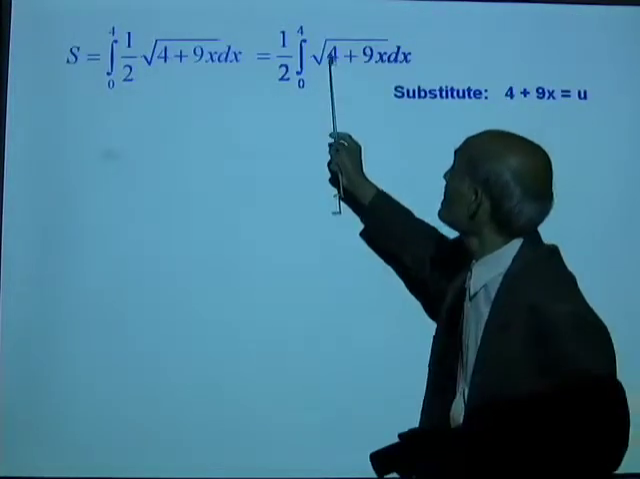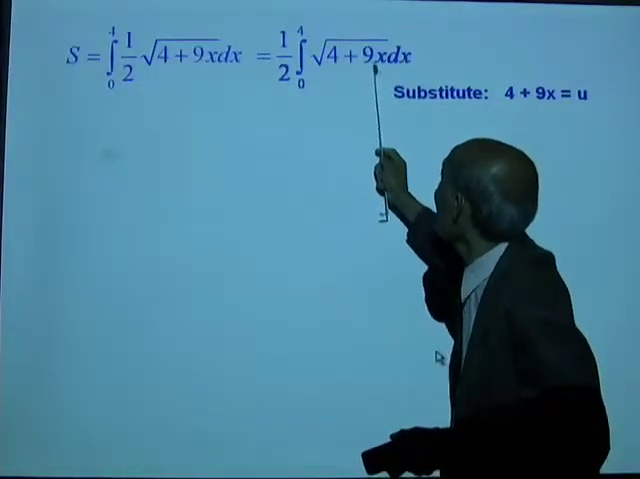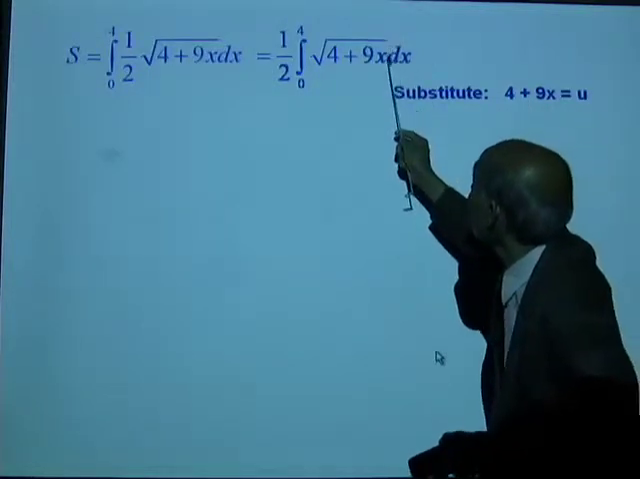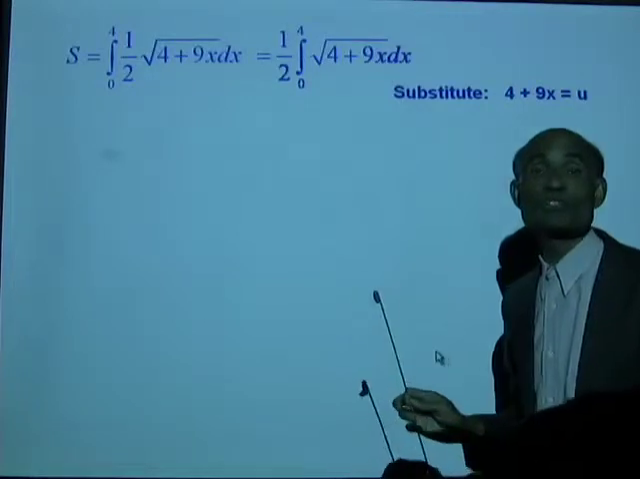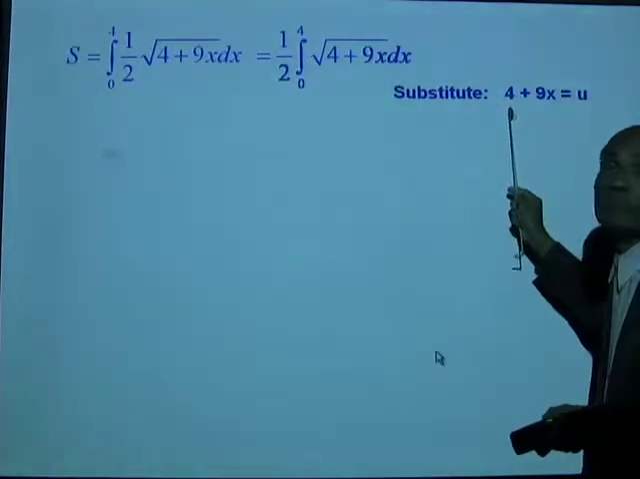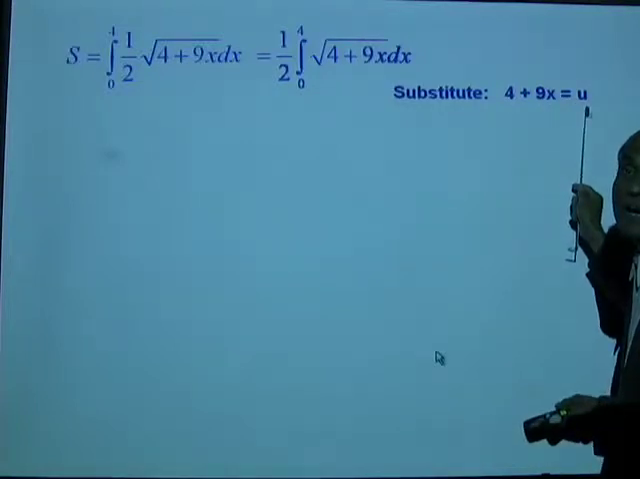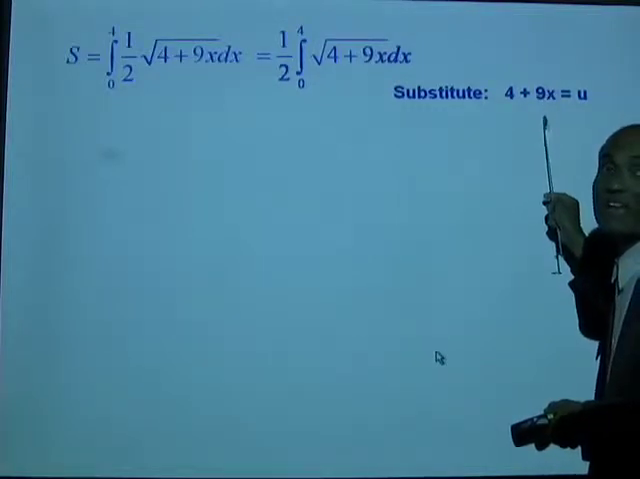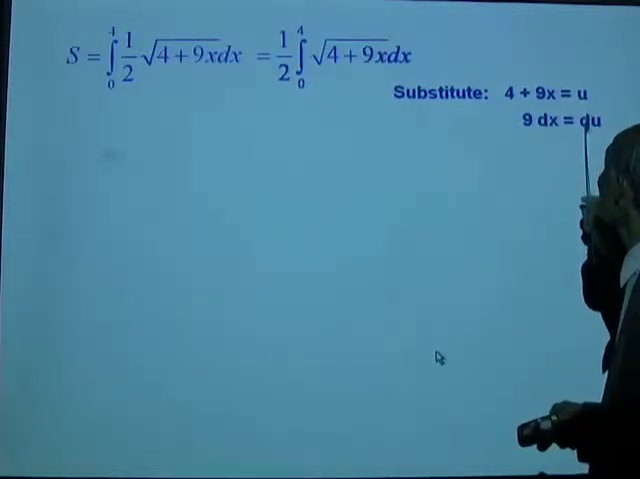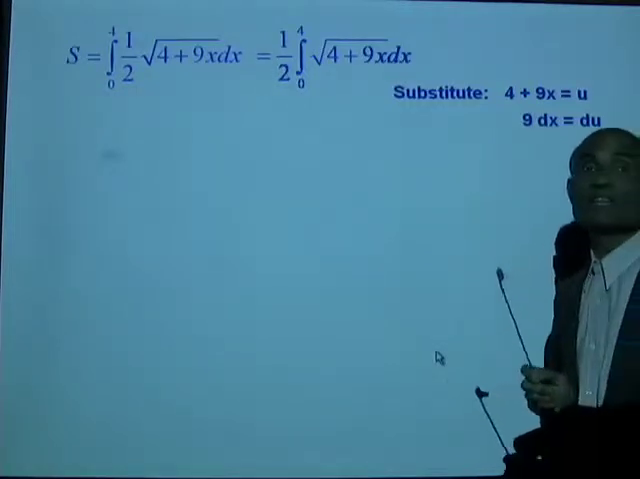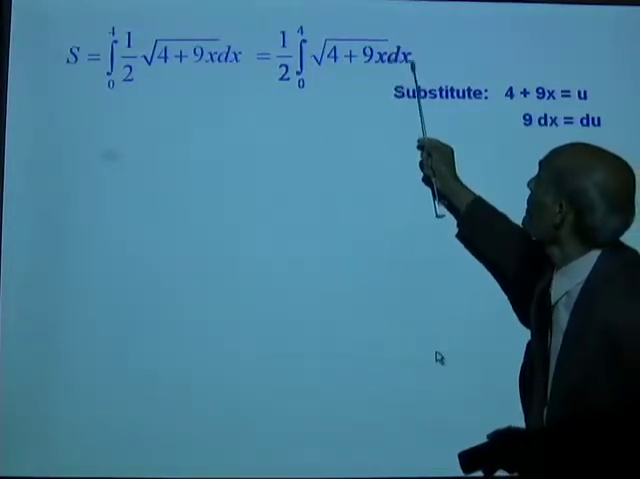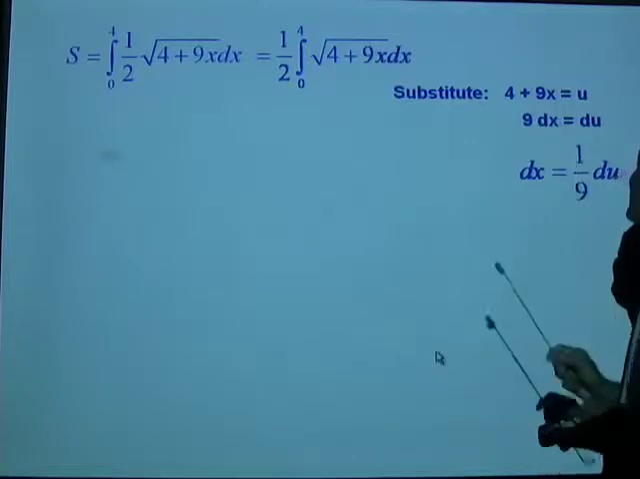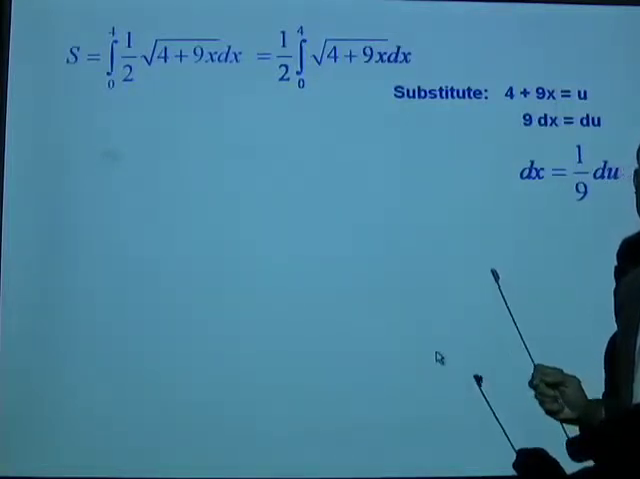Well, to integrate, we make a substitution. 4 plus 9x equal to u. When 4 plus 9x equals u, we need to replace that dx also in terms of u. What do we do? Find the differential of the left side and the differential of the right side. Differential of 4 is 0, differential of 9x is 9 dx, and the differential of u is du. So 9 dx equals du, therefore what is dx? dx equals du over 9, or dx equals 1/9 du.